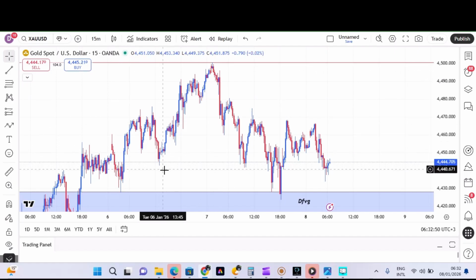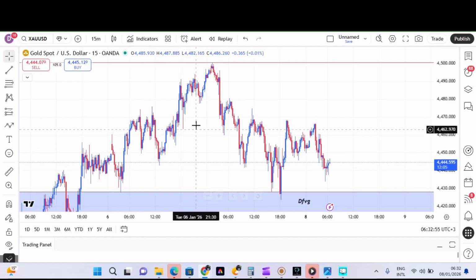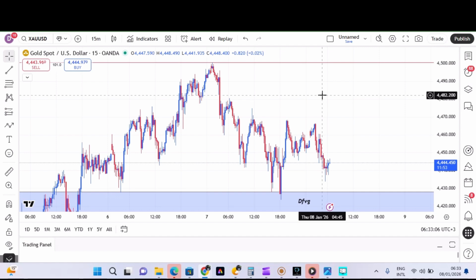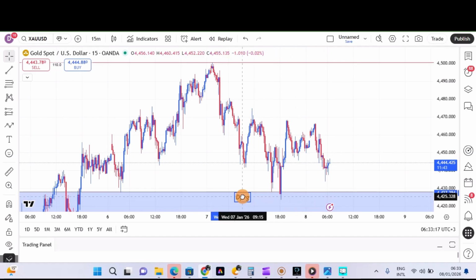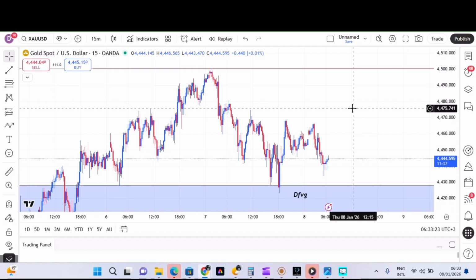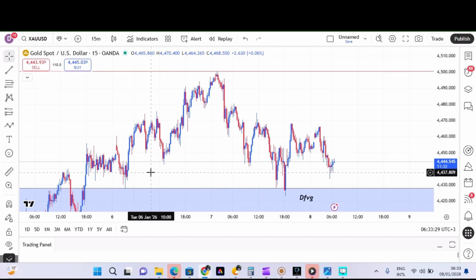So which move engineered this fair value gap liquidity? Remember, 15-minute respects a lot of higher time frame zones. I can tell you for free. 15-minute respects higher time frame zones. Now, when you mark this as a daily fair value gap, look at it and see how the market behaved or has behaved on this zone. This means this is a very strong support zone.